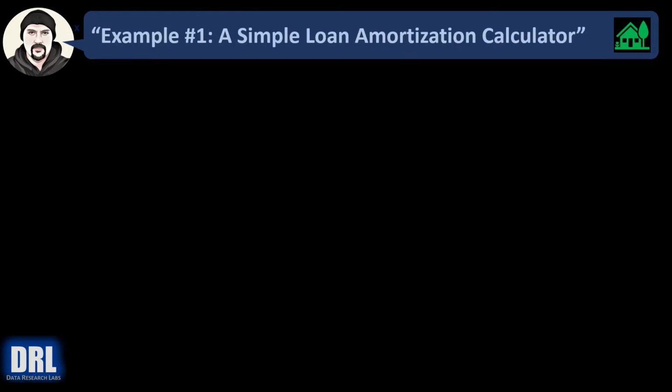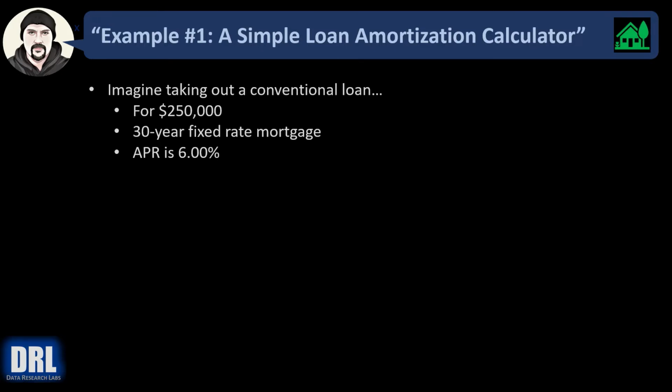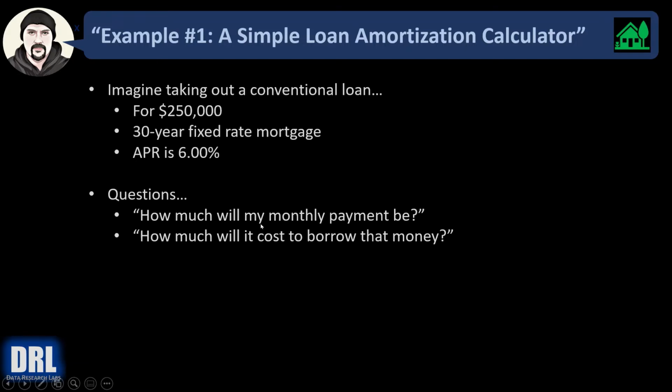Example number 1, a simple loan amortization calculator. Imagine taking out a conventional loan for $250,000. It's a 30-year fixed rate mortgage and the APR, annual percentage rate, is 6%. You may have some questions. How much will my monthly payment be? How much will it cost to borrow that money? Well, let's find out. Let's go plug the numbers into the spreadsheet.